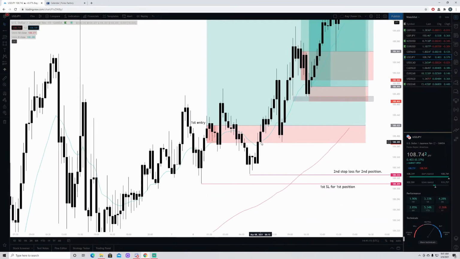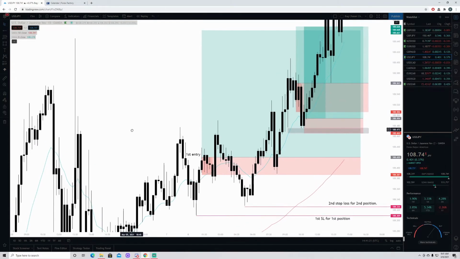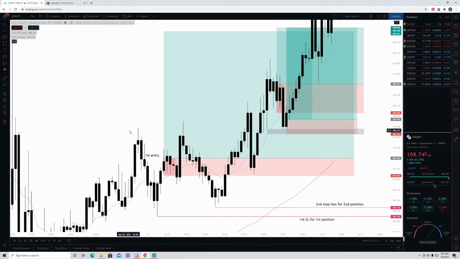So if you're wondering, Bray, what are these red and blue lines on your screen? These are moving averages, and I use these as indicators on when to enter. What I like to do is wait for the candlestick. Since we're on the uptrend, I want the candlestick to close above this blue moving average, and then I'll get in on the next candlestick.